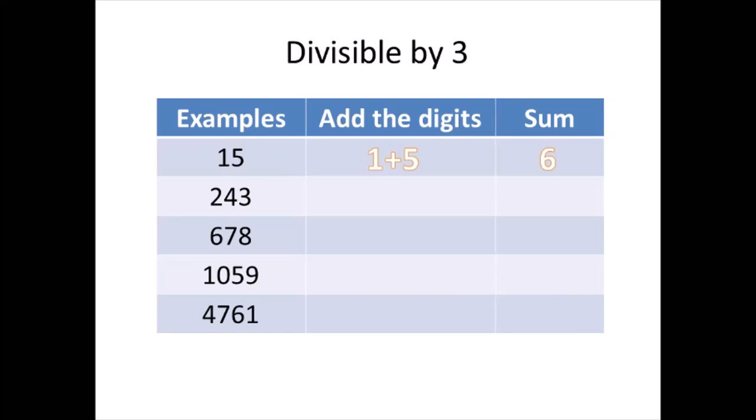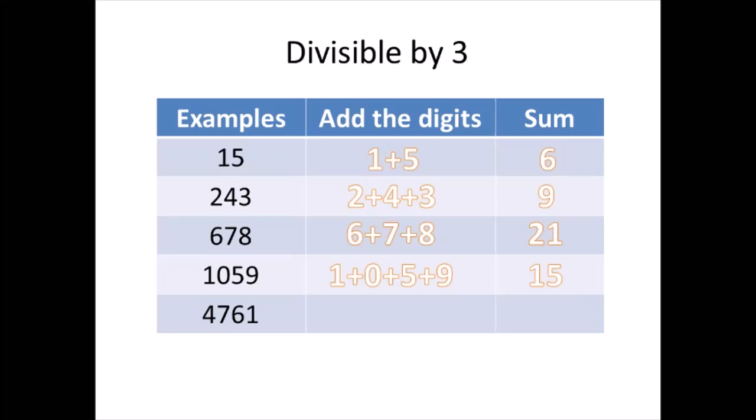Do the same thing for the next numbers. 243, it is 2 plus 4 plus 3, and the sum is 9. Next number is 6 plus 7 plus 8, and the sum of this is 21. Lastly, 1059, the digits have a sum of 15.